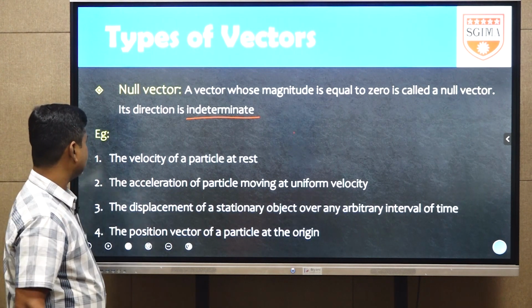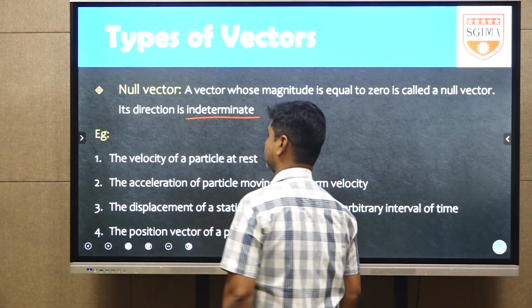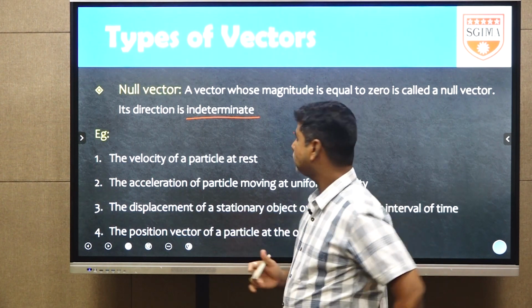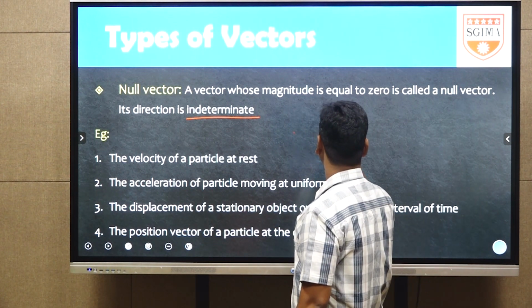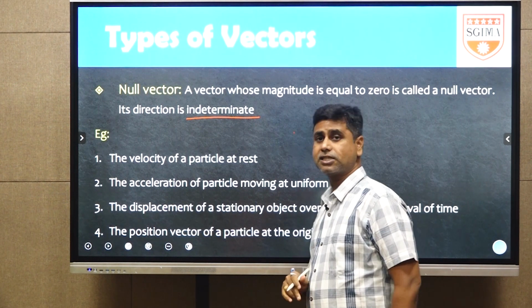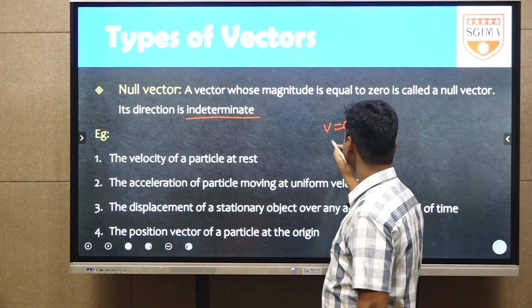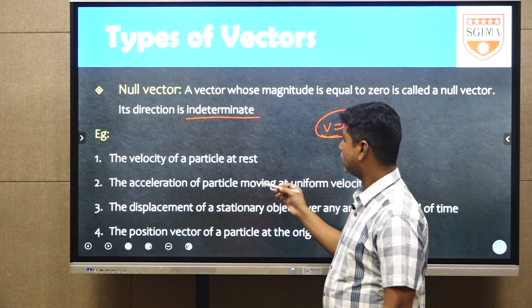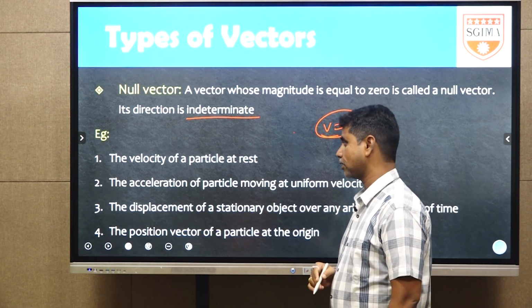Next example we will see the velocity of a particle at rest. If the particle is at rest, what is its velocity? Velocity equal to 0. The particle at rest means its velocity equal to 0. Velocity 0 means magnitude is 0. That's why that vector is called a null vector.